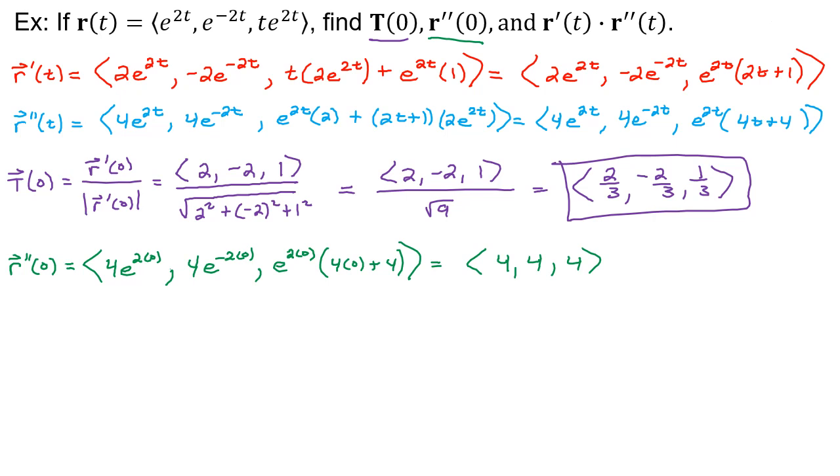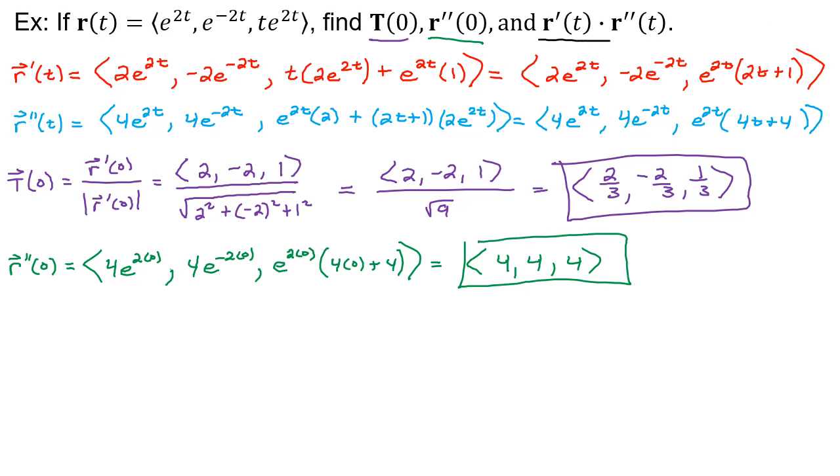Little things in life, I guess. I'm not really sure why that was funny, but e to the 0 is just 1, so the 4s end up showing up all the way across, and the 4 times 0 is 4. So yeah, that's kind of funny.